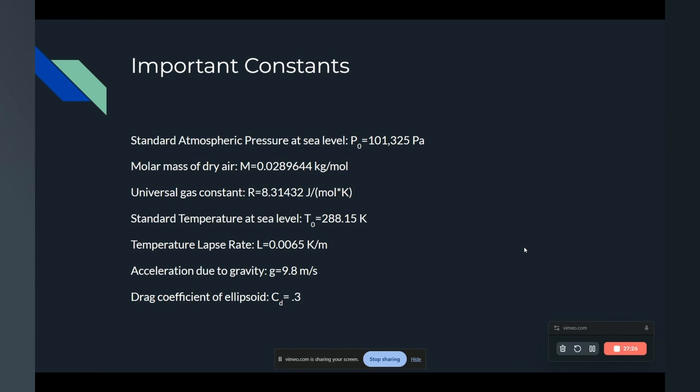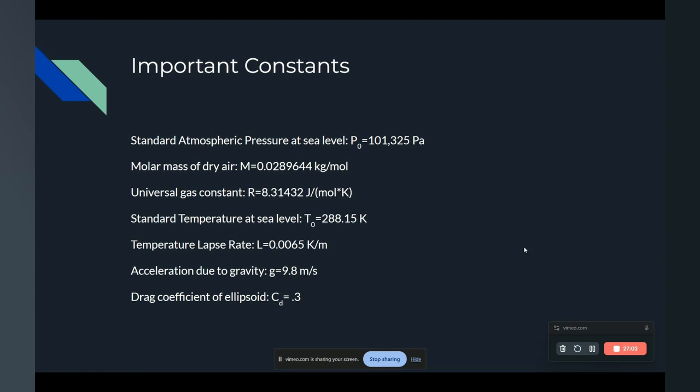So standard atmospheric pressure at sea level, P naught. These are all the constants that were in the previous equation: molar mass of dry air, universal gas constant, which is pretty common in chemistry, standard temperature at sea level, temperature lapse rate, so that's how much it changes depending on the altitude, and acceleration due to gravity, 9.8 meters per second squared, pretty standard.